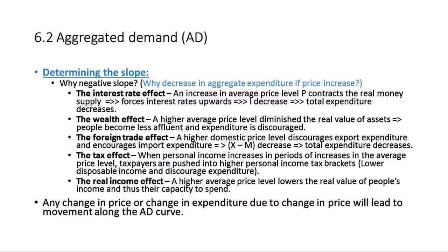In the tax effect, when prices increase, incomes increase and it forces taxpayers into higher tax brackets, they end up with less disposable income and less spending and a lower level of income in the economy as a whole. And finally, when we get to the real income effect, it's again very sensible. At a higher price level, the real value of people's incomes are lower, they spend less, and the output or the income of the economy as a whole is less.